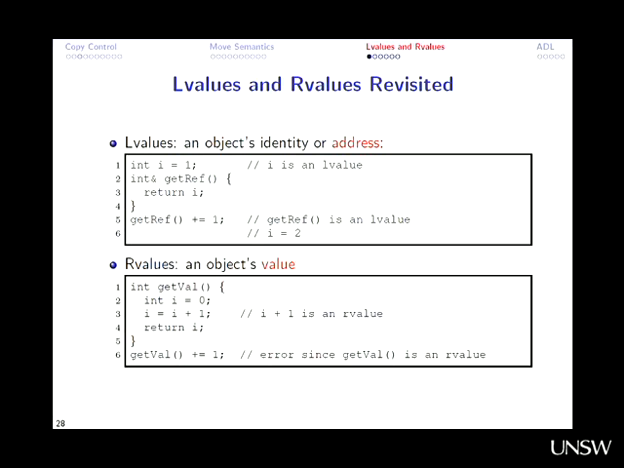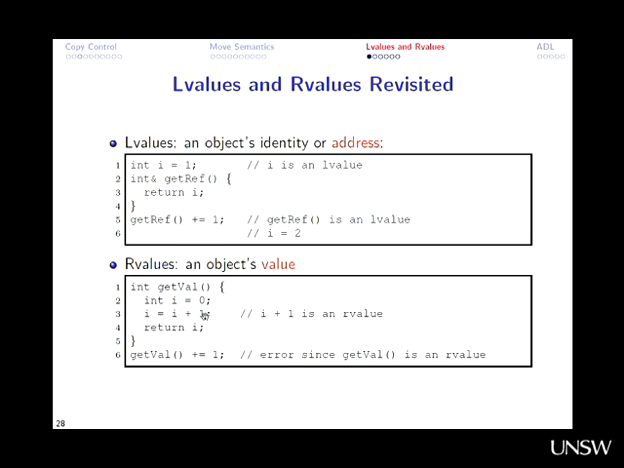With R values, like this, okay, so this returns an int. It doesn't return a reference, it returns an int. So it returns a value or an R value. Int i is equal to 0. i being an L value, r being an R value. i plus 1 is an R value.